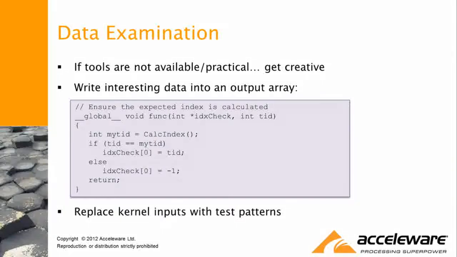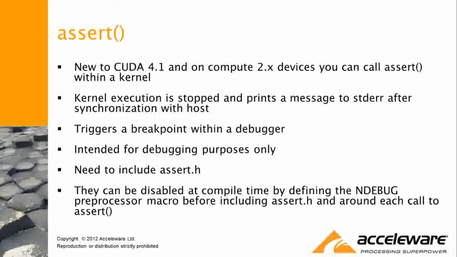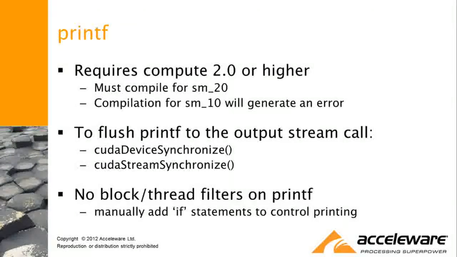Using test input patterns is always a good one. I haven't had too much experience with assert. It's new to CUDA 4.1, and you can call assert, and it'll print a message to tell you that a condition has failed. It's intended for debugging. You can disable it at compile time by defining a preprocessor macro before including assert.h around each call to assert. I do not believe it automatically gets compiled out, say, in release mode, so you have to define that macro for now.